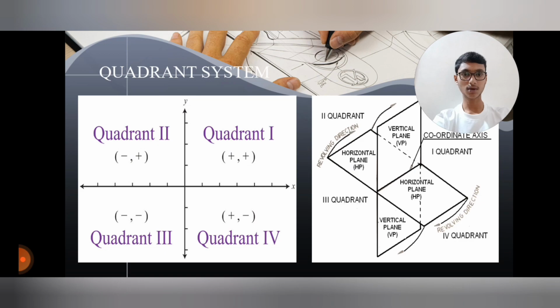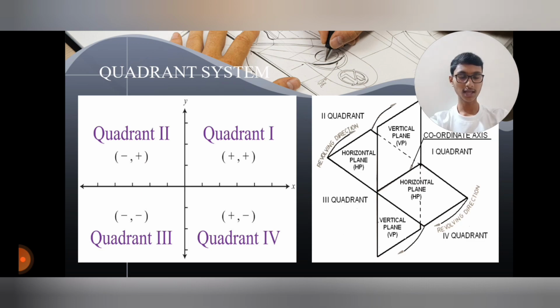So let us see the quadrant system. There are totally 4 quadrants. First quadrant is represented by the sign plus and plus. Second quadrant is minus and plus. Third quadrant is minus and minus. Fourth quadrant is plus and minus. But in CAD, we are going to discuss the first quadrant in terms of horizontal plane and vertical plane, also called HP and VP. Horizontal plane can also be called the top view and vertical plane can also be called the front view.